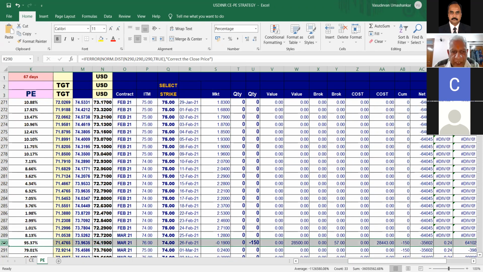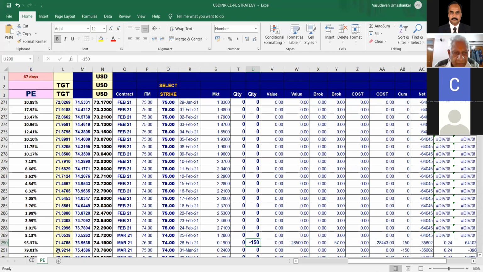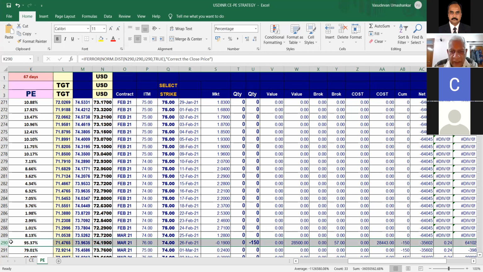Again, suddenly it jumped to 95%. Again, I am selling 95. This 150 I am selling on 26 February. Okay. So there in the call I have sold already 50.